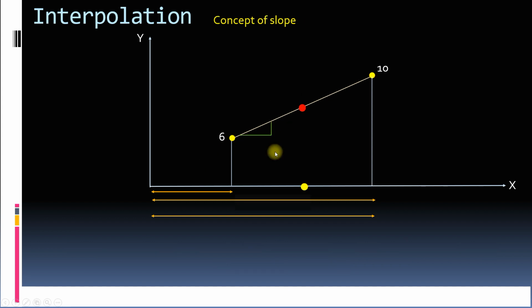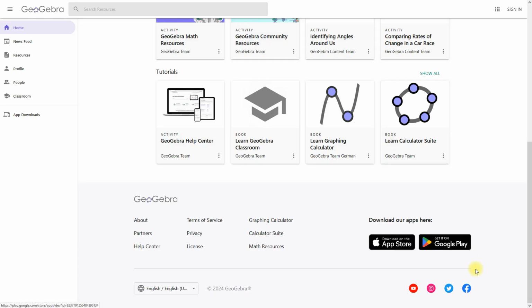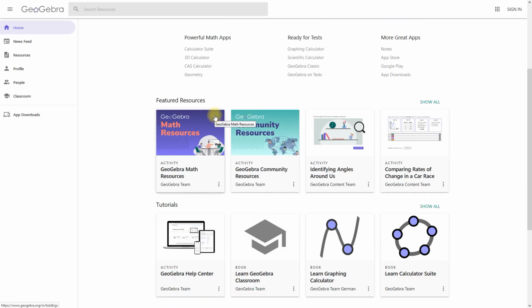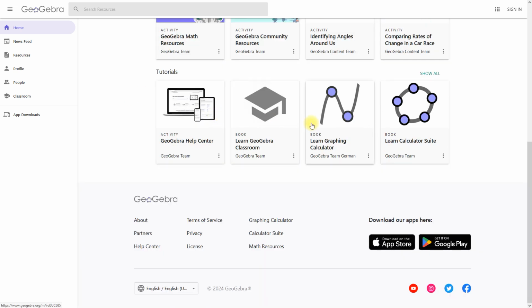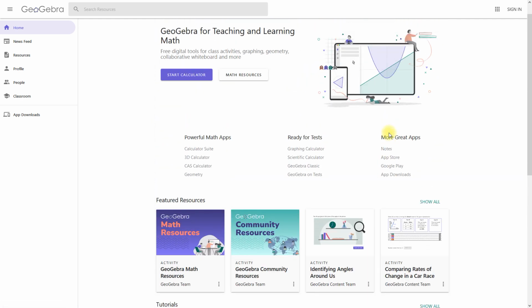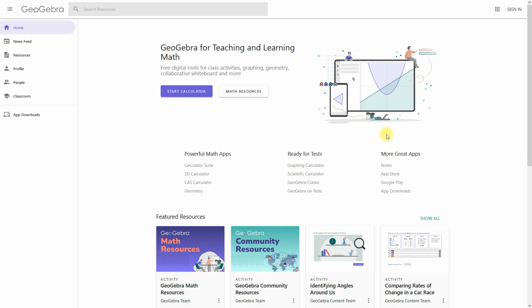We need to understand the concept of slope to derive the generalized formula for interpolation. We will use GeoGebra to visualize the concept of slope. GeoGebra is a versatile software which combines geometry and algebra. It's also free to use and useful in understanding various geometric and algebraic concepts. Let's see GeoGebra in action.